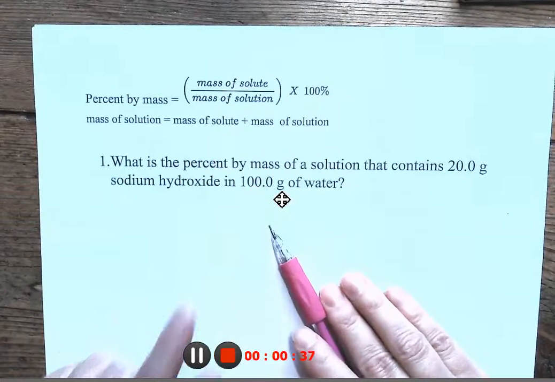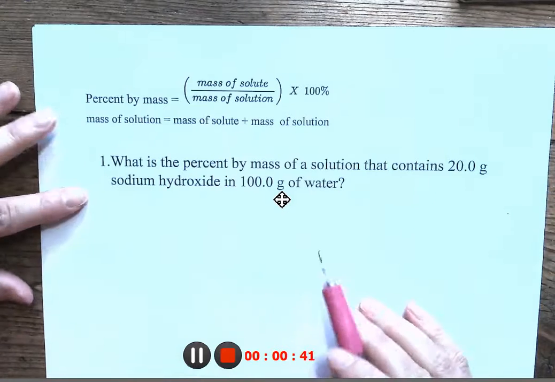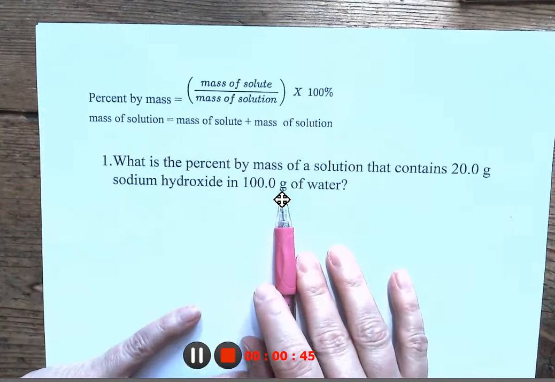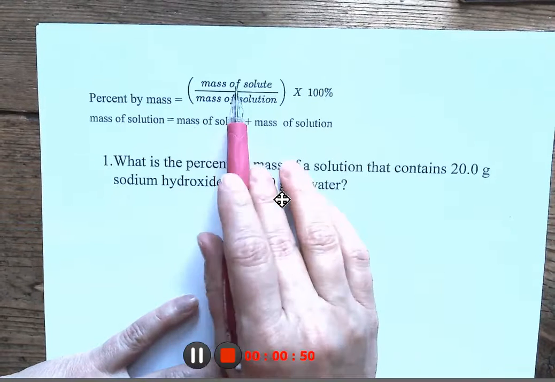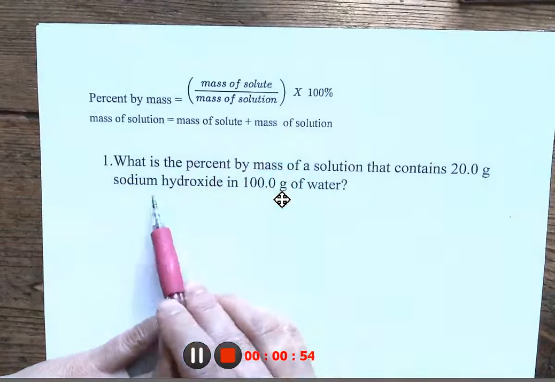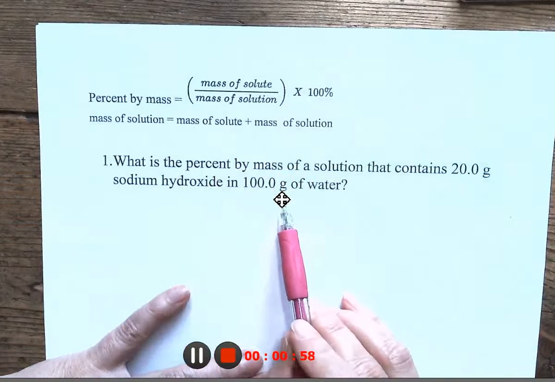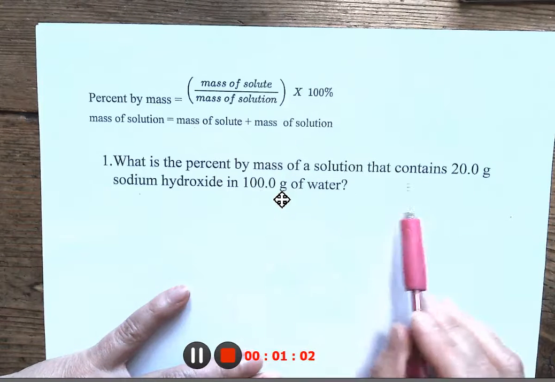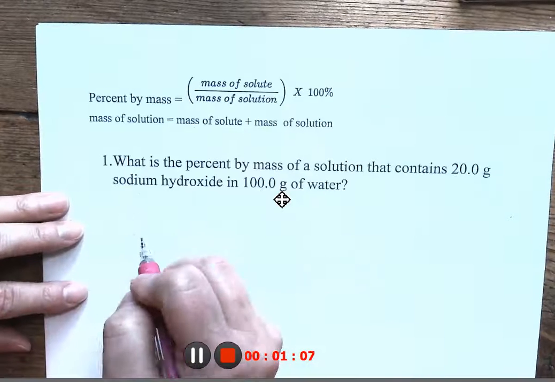Let's work a couple of examples. What is the percent by mass of a solution that contains 20 grams of sodium hydroxide in 100 grams of water? Well, we know that percent mass is mass of solute divided by mass of solution. We have the mass of solute here, 20 grams of sodium hydroxide. We know the mass of the solvent, but not the mass of the solution. So 100 plus 20 gives us the mass of the solution, times 100.